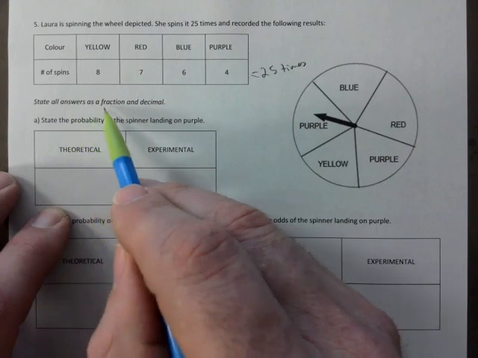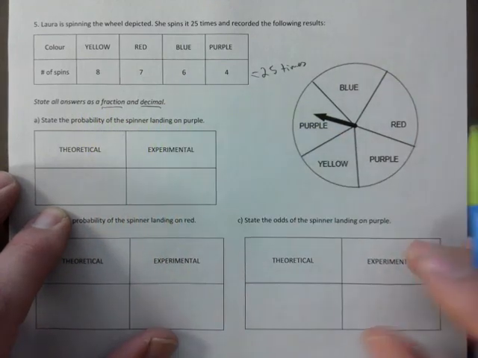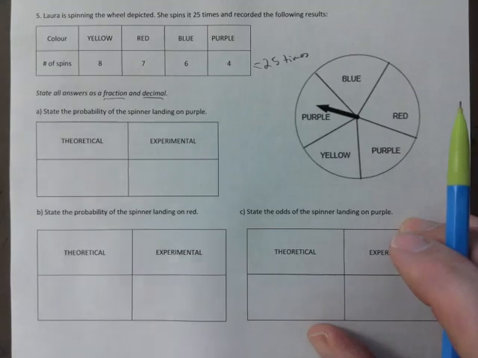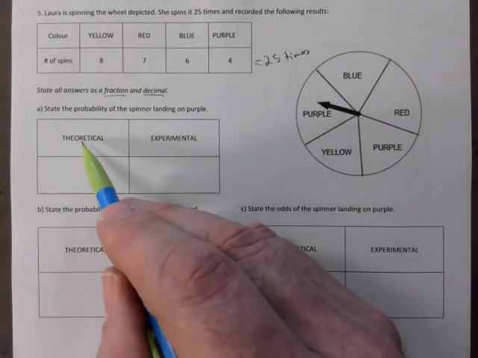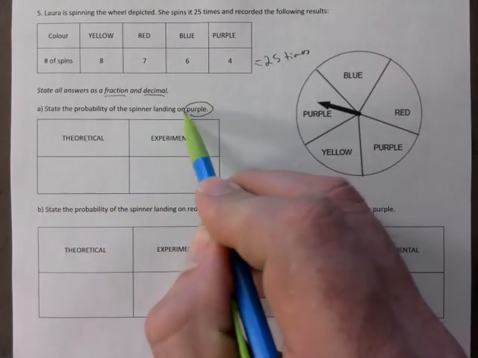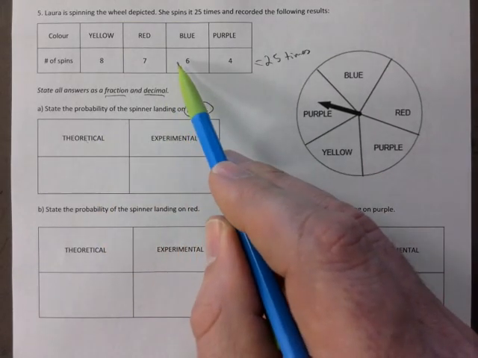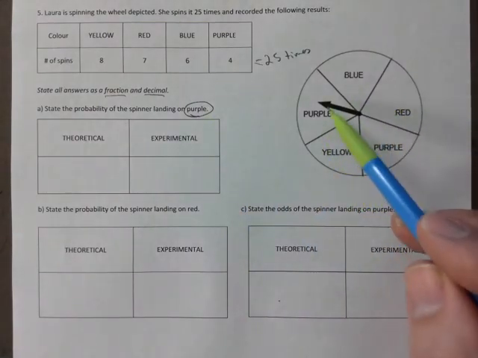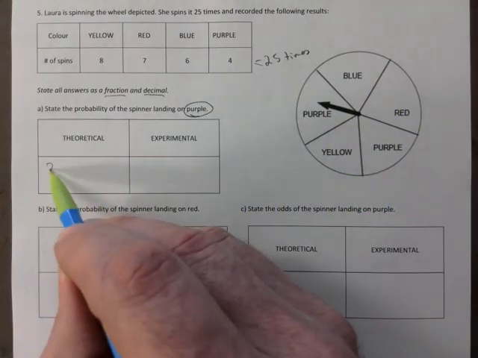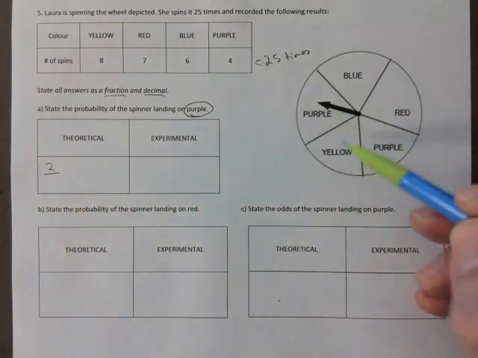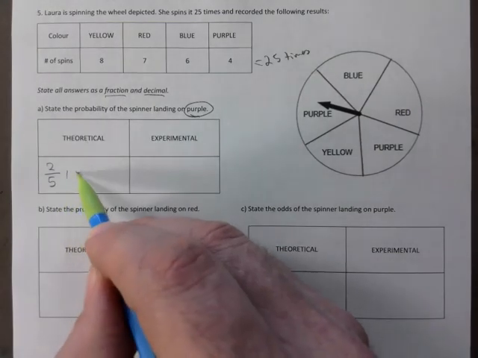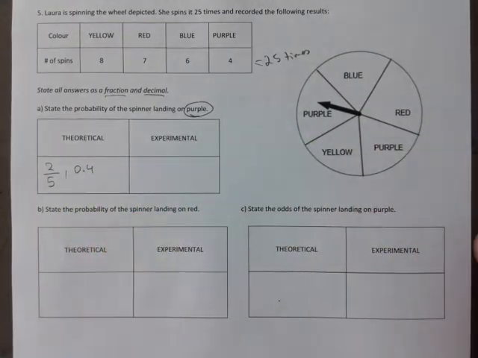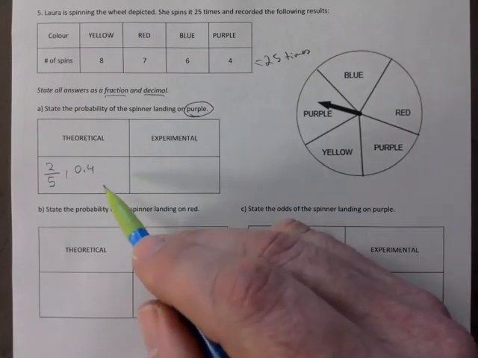So state all answers in fraction and decimal. I'm not going to be too picky today. If you just get the fraction right, you're fine. So theoretical probability of landing on purple, I don't care about the results. I go over here. There are 2 out of 5. So this should be 2 out of 5 in theory. That would be 0.4. So 1 mark for that.